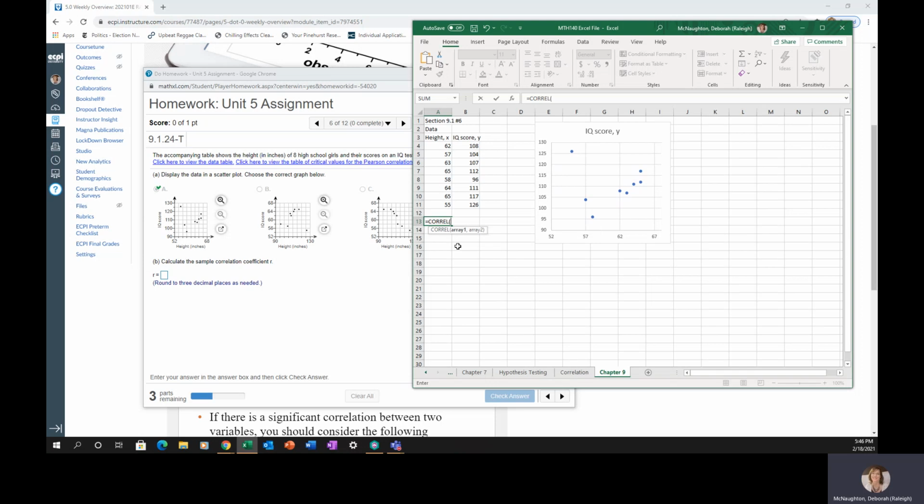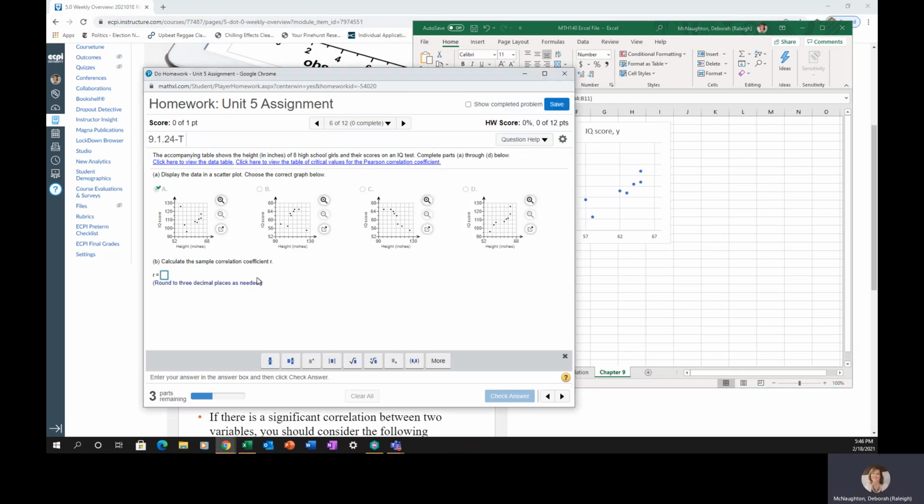So I'm going to go ahead and hit tab to grab this. And then it says array 1. So I'm just going to highlight the X values, comma, array 2. I'm just going to highlight the Y values. Okay, and this returns my correlation coefficient. And the correlation is 0.004. It wants it to 3 decimal places.